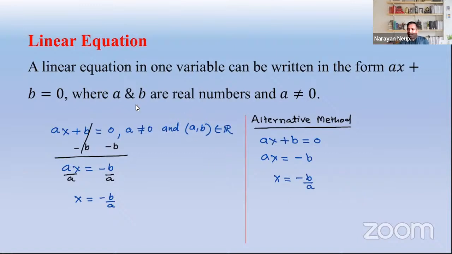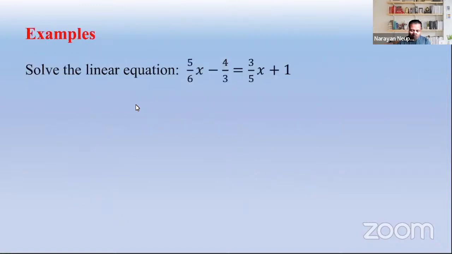So that's the basic idea about the linear equation. Now we are going to look at a couple of examples and learn how we can solve them. So let's begin with the first example. Solve the linear equation 5 over 6 x minus 4/3 equal to 3/5 x plus 1. So let me write that equation.